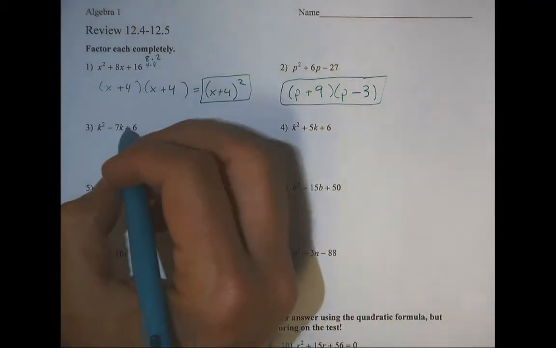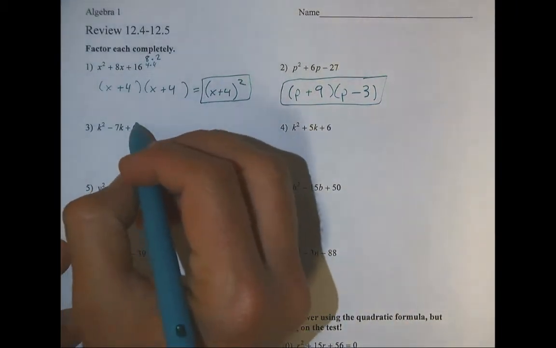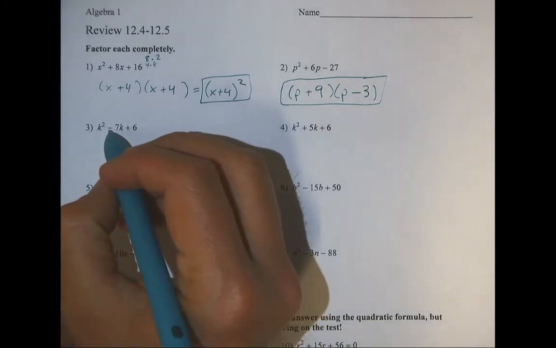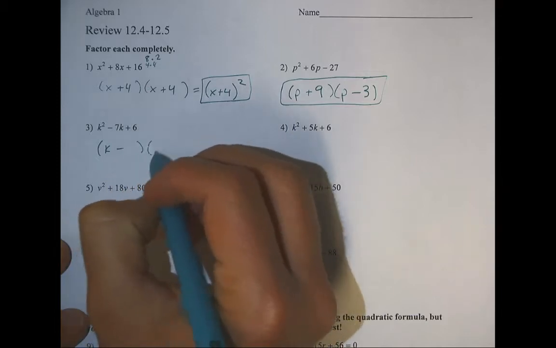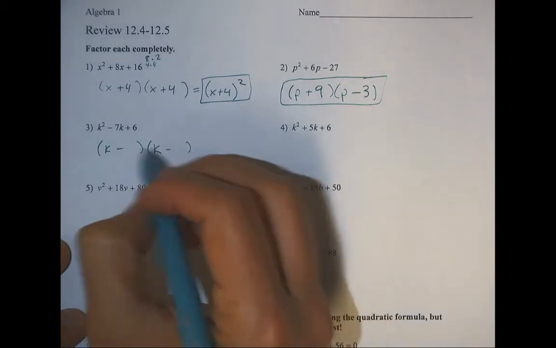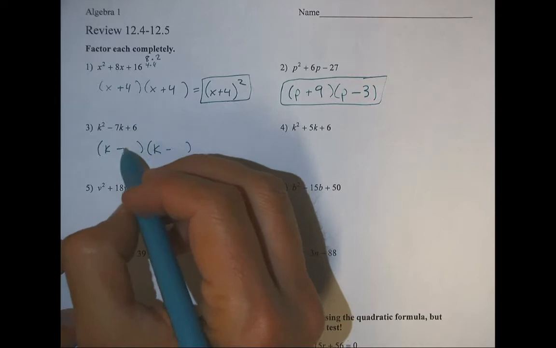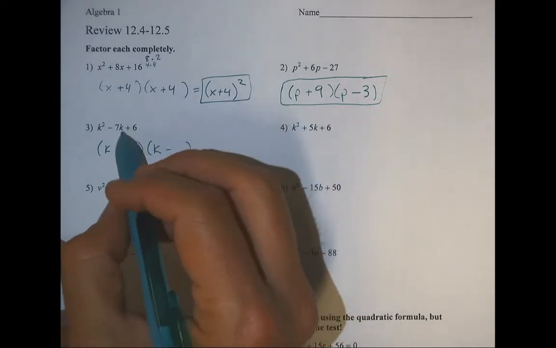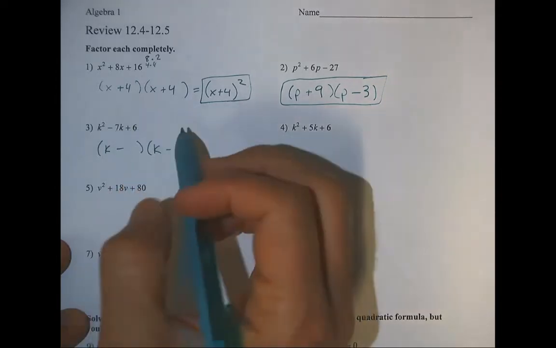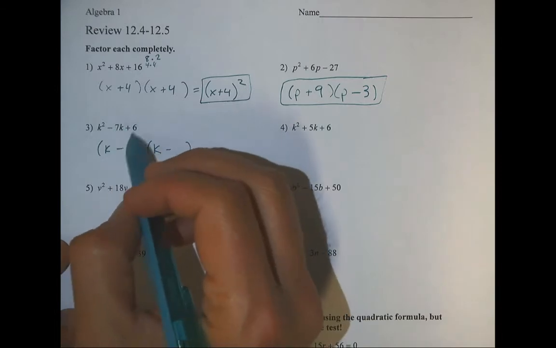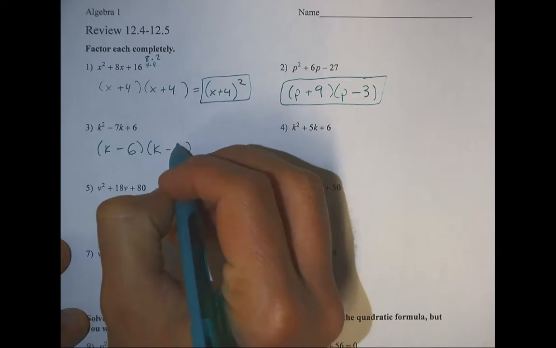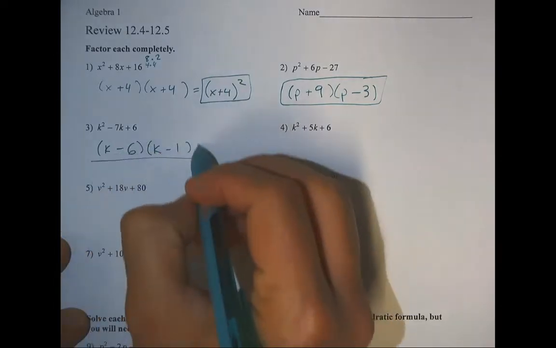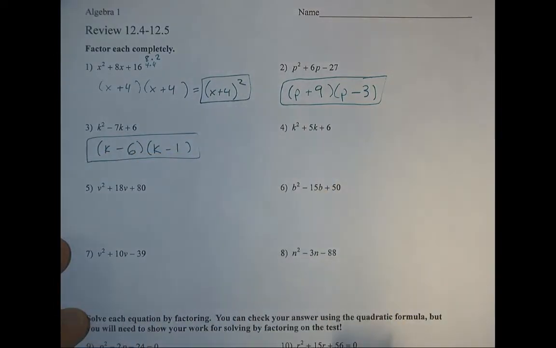Number 3. This one, look at your positives and negatives. They're multiplying to a positive, but they're adding to a negative. So when that happens, we know it's two negatives, because a negative times another negative will give you that positive, and they're going to add up to a negative, though. So with 6, you could think 2 and 3, but they're not going to add up to 7. And so this one's going to be a 6 and a 1. 6 times 1 is 6. And then you've got that negative 7 that they're going to add up to.